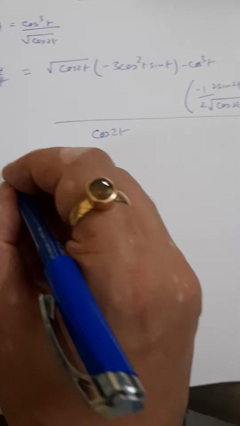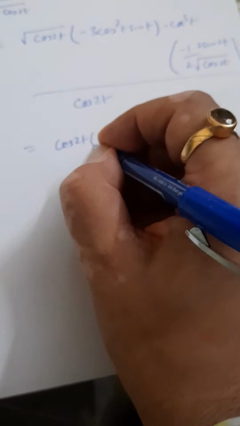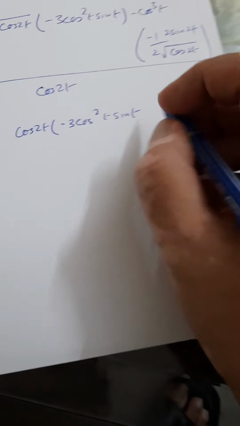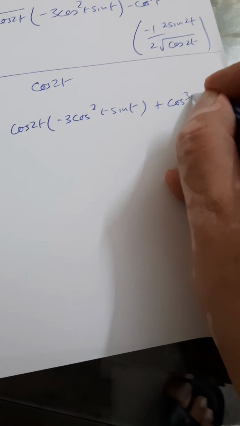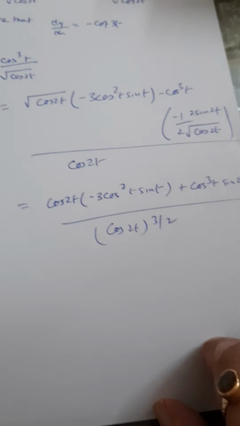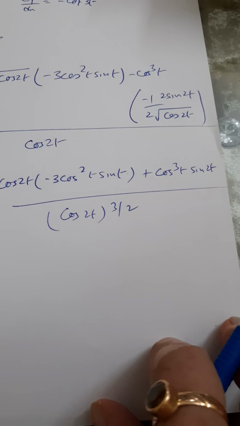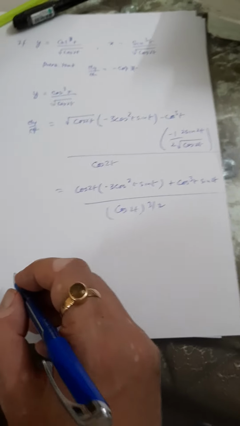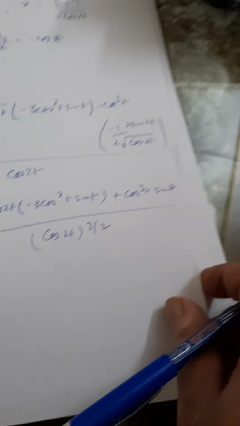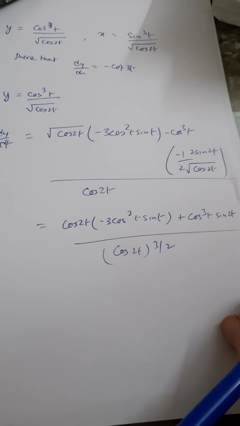Now in the same way, when you solve this, it will go there. So this is cos 2t into minus 3 cos square t sin t plus cos cube t sin 2t, upon cos 2t to the power 3 by 2. This root comes here. See, this is clear by the quotient rule.